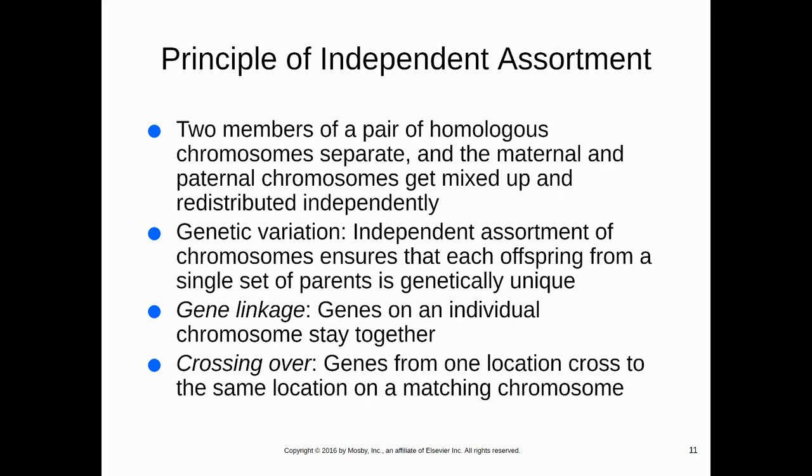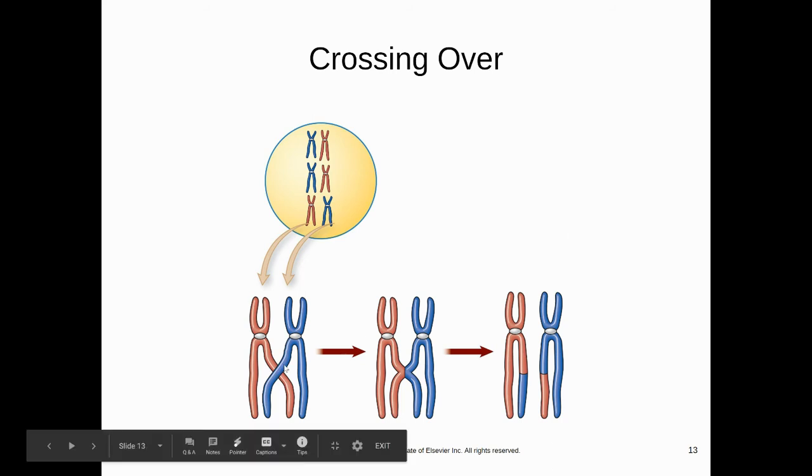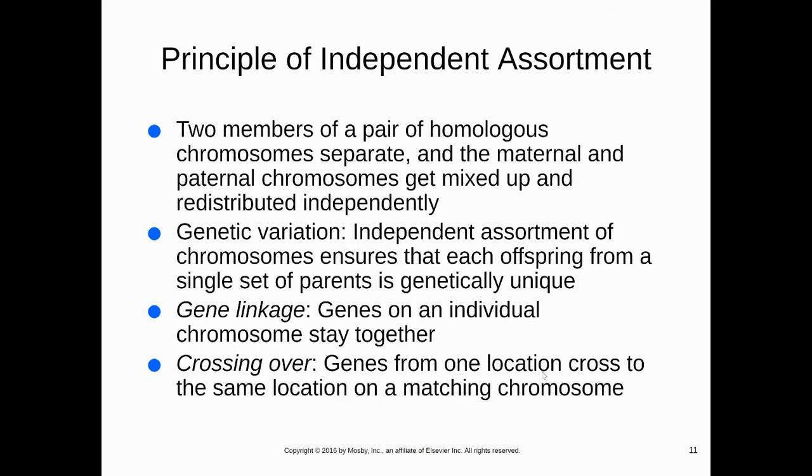So crossing over occurs when genes from one location cross over on the matching chromosome. Essentially, you have a little bit of genes from one chromosome and a little bit of genes from the other chromosome. You can see exactly how that works right here. Okay, so this is crossing over. Essentially what happens is that they cross over and switch, and we have a portion of the blue on the red side and the red on the blue side. That's all crossing over is.